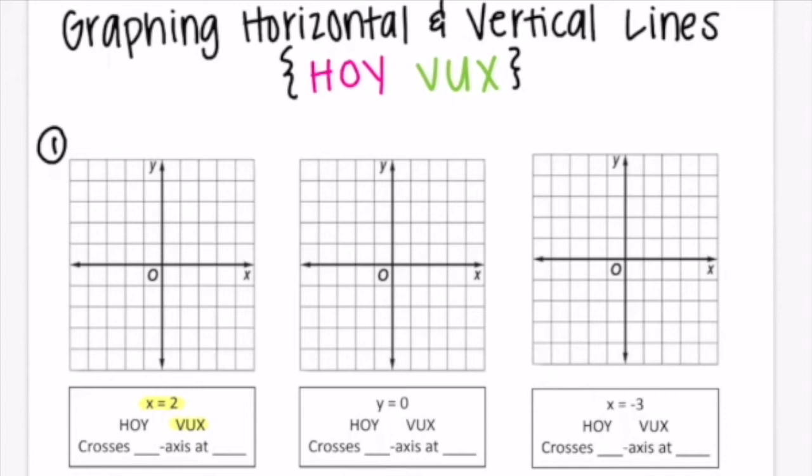So if it's a VUX, that means it's going to cross the x-axis at whatever that number is, which is 2. So it's going to cross the x-axis, so remember your x-axis goes from left to right, so you're going to go right to 2, and this is a vertical line. So it's going to go up and down through the point 2, 0.